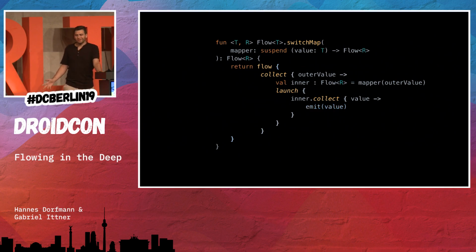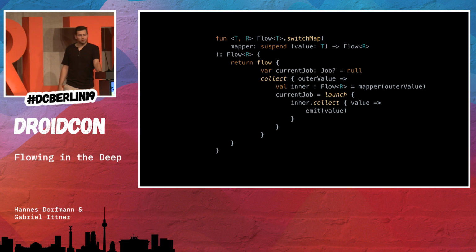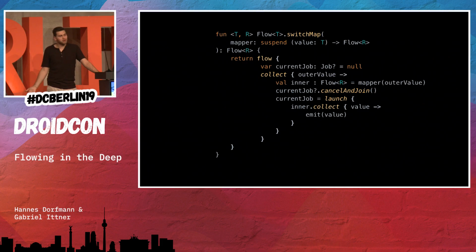Does it work yet? Not fully. We are almost there. So now, if we would leave it like that, we would have basically a flat map, because we never cancel it whenever a new value comes in. To cancel whenever a new value comes in, we kind of have to track the job from this inner flow. So we take this inner flow, we call launch on it. Launch returns a job. We save this job into a variable, and whenever we get a new value in, it's as easy as calling cancel on the previous job, if there is any previous job.